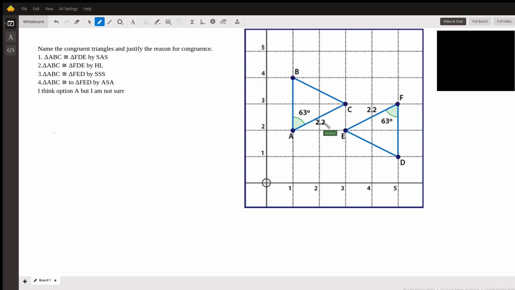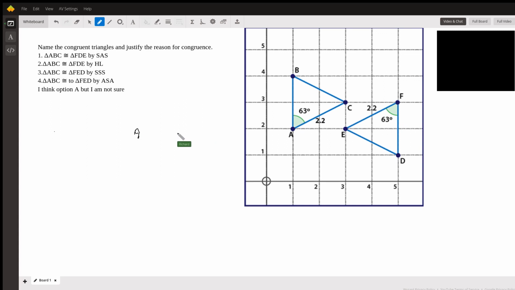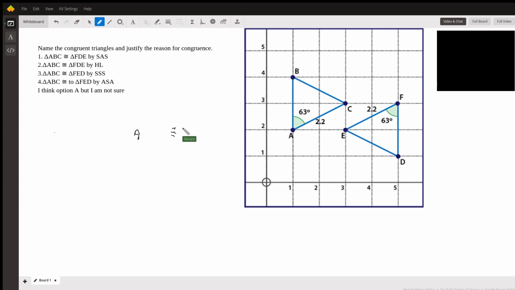We can see we've got an angle, so angle A and angle F are congruent. So I'm going to put an A here and a congruent sign and an F here. Let's see what we can do from there. So we have angle A and F, and then we have AC is 2.2 and EF is 2.2. So AC and FE.